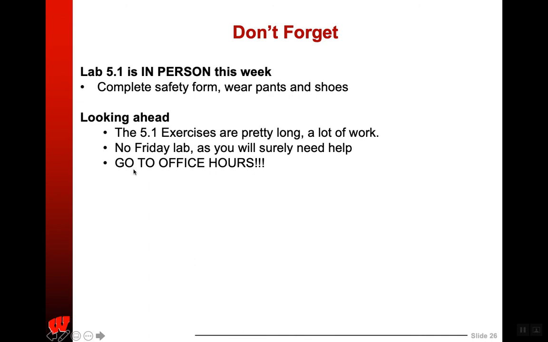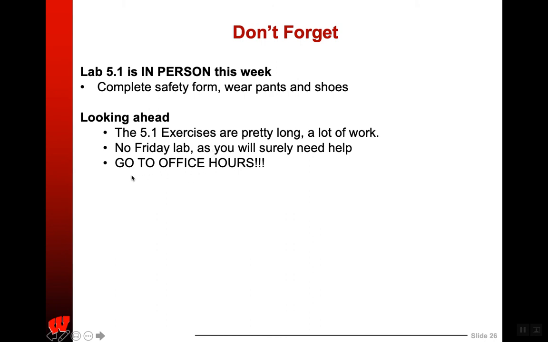Looking ahead for the rest of the week, 5.1 exercises I think are pretty good, but they're a little long. They're long enough that to ask you guys to do this in one day or 1.5 hours is a little much. So there will also be no Friday lab this week, as you're going to be working hard on this.